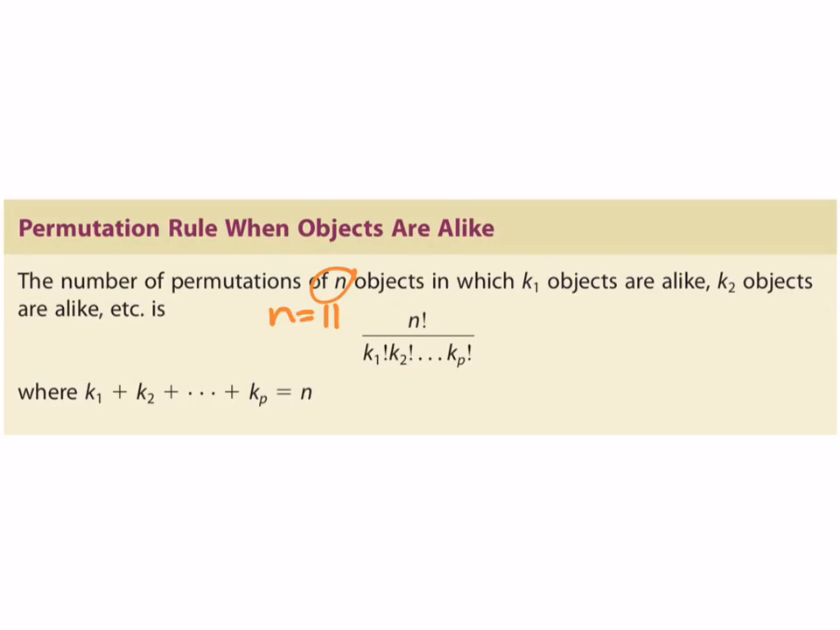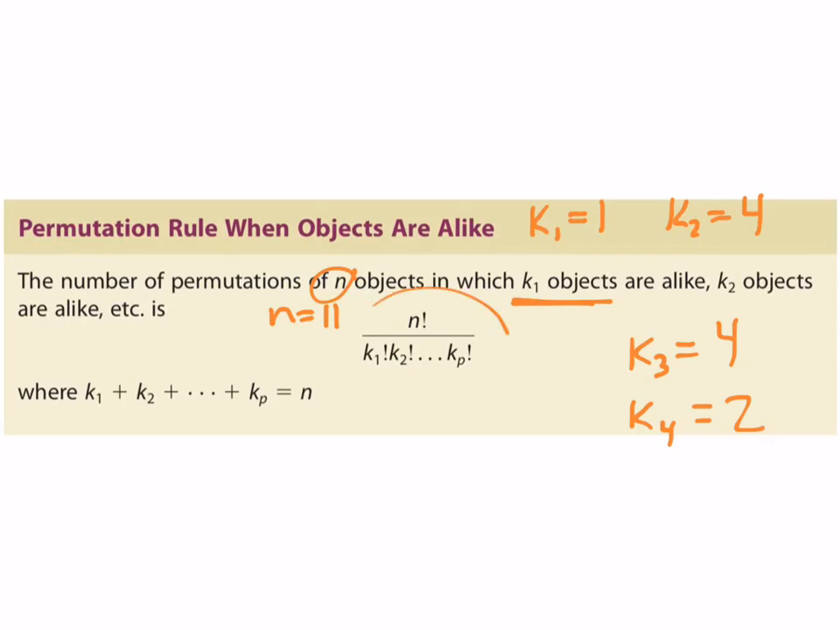So here the K's represent the repeat letters. For the M's, K1 is 1, there's one M that's not alike to anything else. K2 would be 4, so there would be 4 I's that look like each other. We would have a K3, that's the S's, and K4 would be 2, we'd have 2 P's.